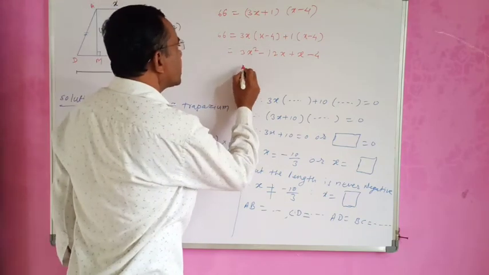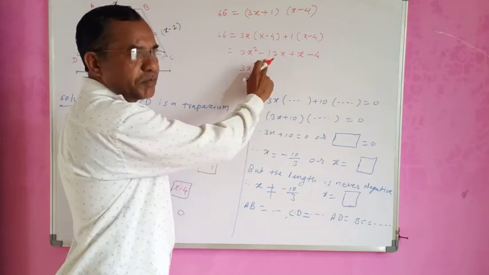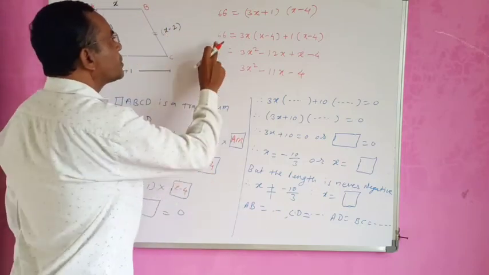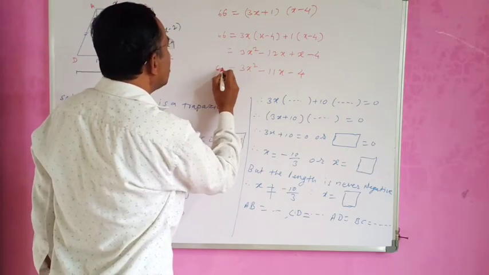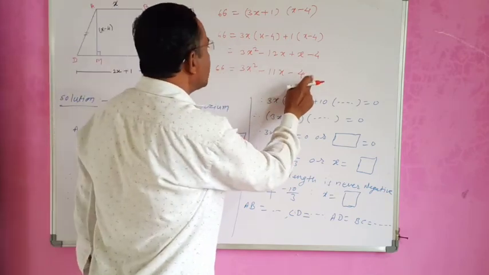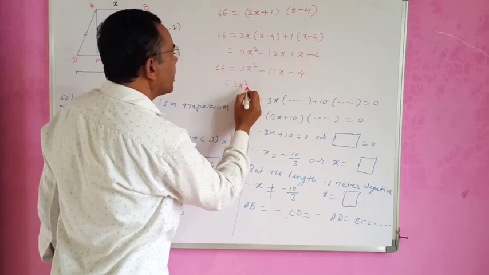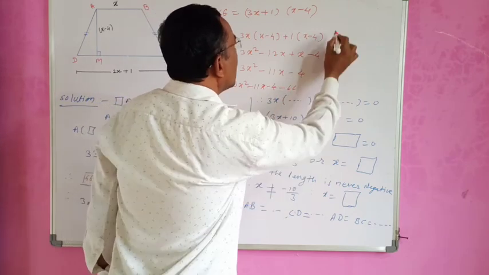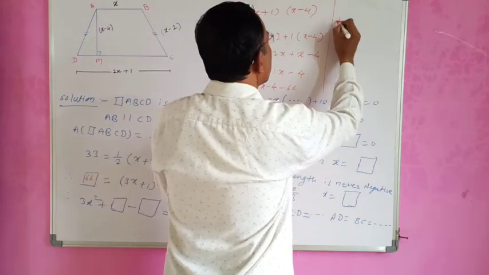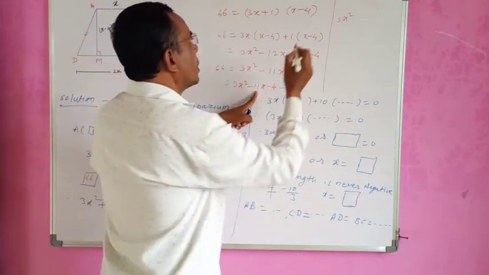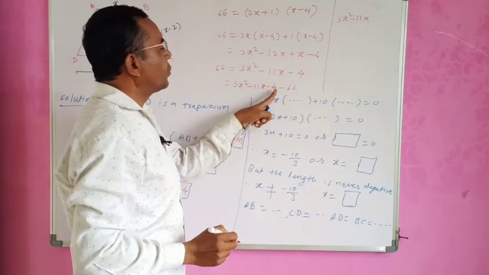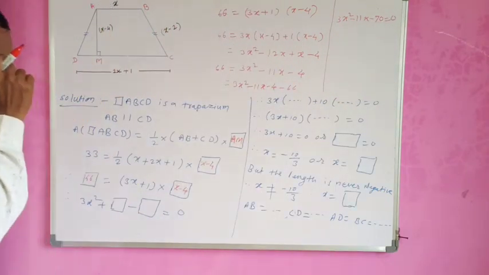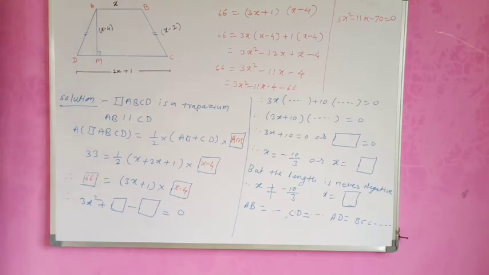Now here 3x square, minus 12x plus x, that is minus 11x, minus 4, is equal to 66, and 66 is plus here, it becomes minus, therefore it is equal to 3x square minus 11x minus 4 minus 66. Now I will write this part here. 3x square minus 11x, minus 4 minus 66, that is minus 70, is equal to 0. Here boys and girls or friends, here we got the quadratic equation.